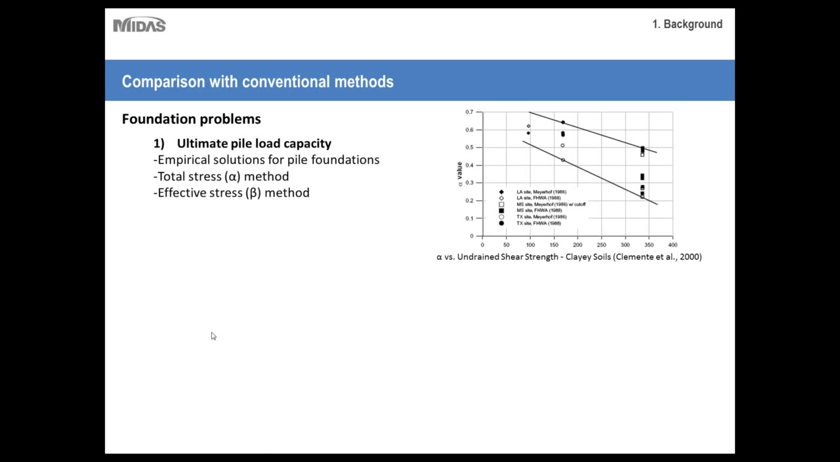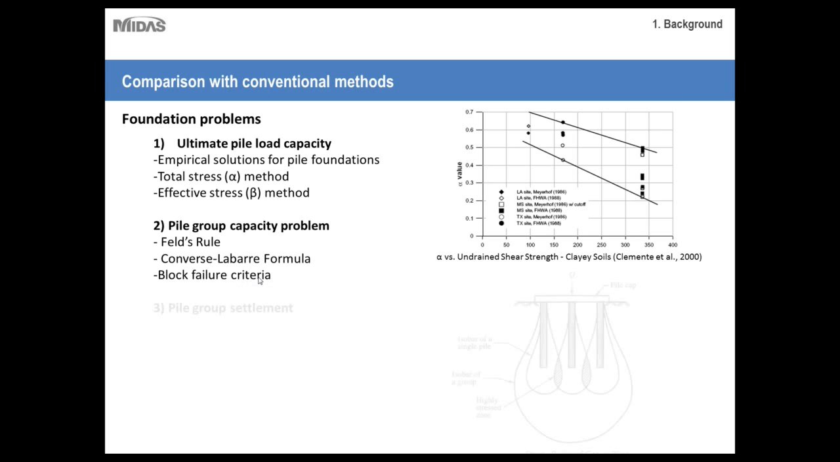Okay, so now let's talk about foundation problems. So as far as foundation problems, first let's talk about empirical solutions. So if you look to the right here, I'm sure all of you are familiar with these types of graphs where if you have, for example, your shear strength, you can calculate your bearing capacity just through referring to these graphs and depending on the type of soil that you're using. And these are all calculated or determined through empirical methods. And then pile group capacity problem, Feld's rule, and the Converse-Labarre formula, as well as block failure criteria, are all things that need to be taken into account when doing a group pile foundation.